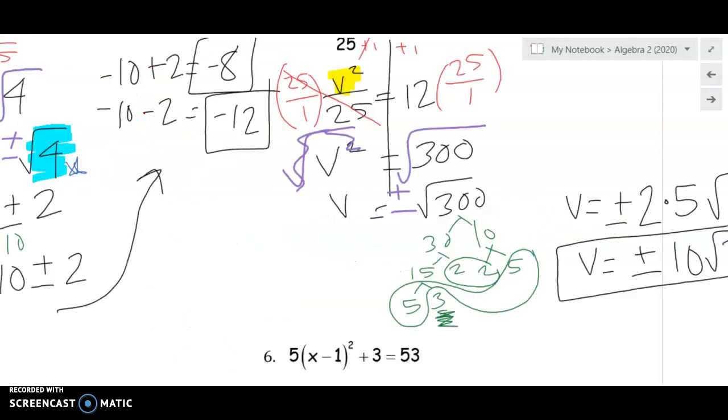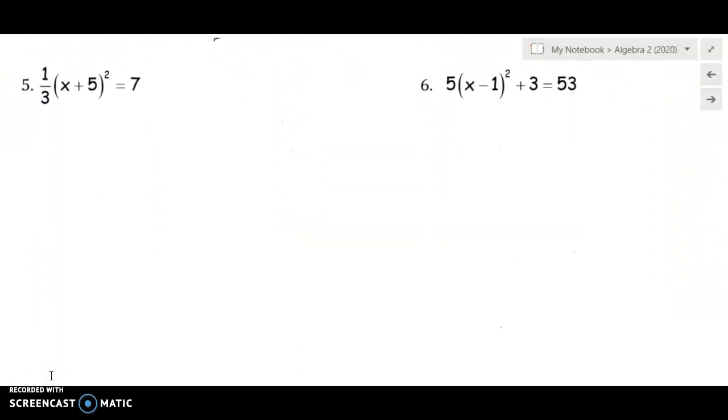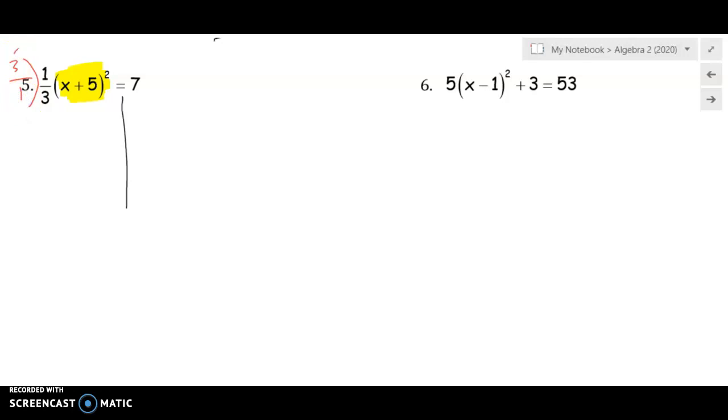Okay, let's go back over here. We got 2 more to go. Number 5. You want to get this x squared term, that parenthesis part, by itself. So I'm going to have to get rid of this fraction, the 1/3. So I'm going to multiply by the reciprocal, 3 over 1. There we go. That'll get rid of that fraction. I have x plus 5, quantity squared, is now equal to 21.